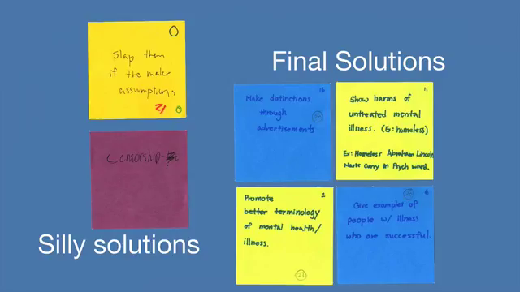Some solutions we came up with ranged from silly solutions to crazy solutions. Like silly solutions: what if there were censorship laws that prohibited portraying mental illness like it is in the media? Or what if we just slap them if they make assumptions? We really like that one, kind of, but it's not practical. No, it's not. Some of our final solutions involved maybe making distinctions through advertisements. We could promote better terminology of mental health and illness so people know what schizophrenia really is and what it isn't.